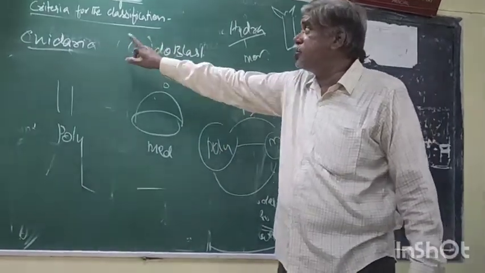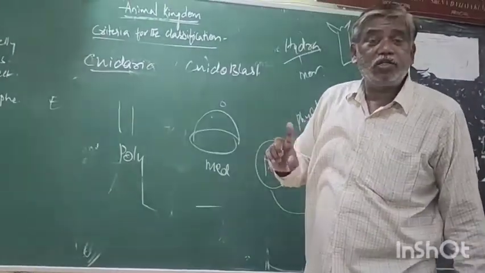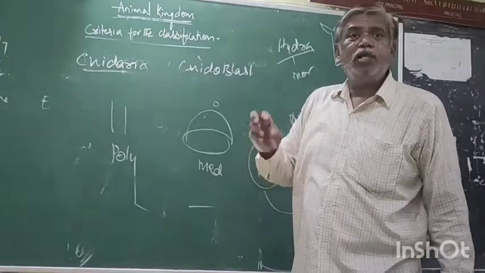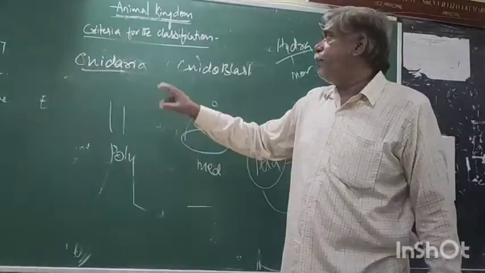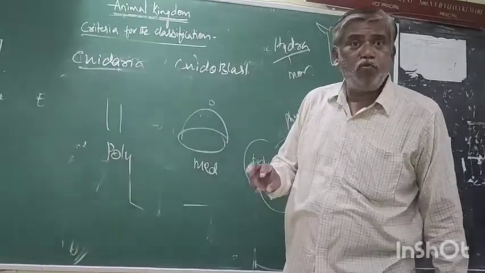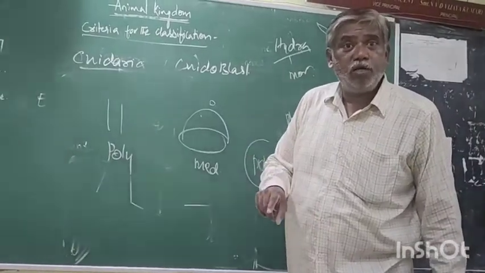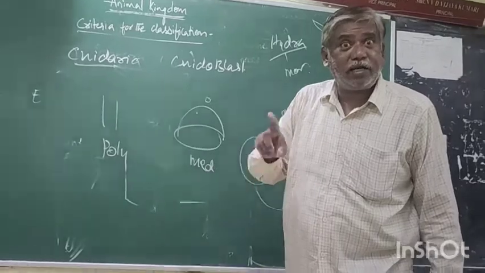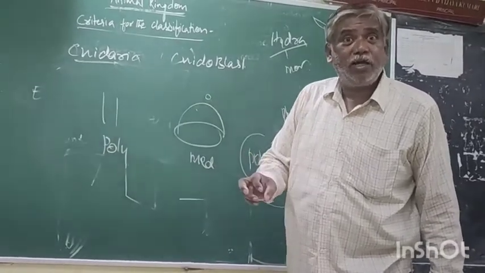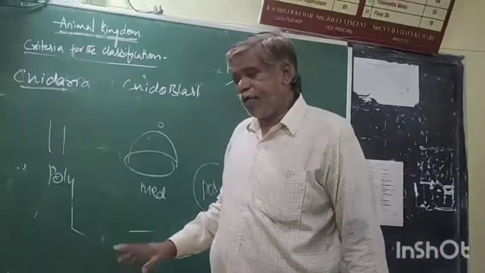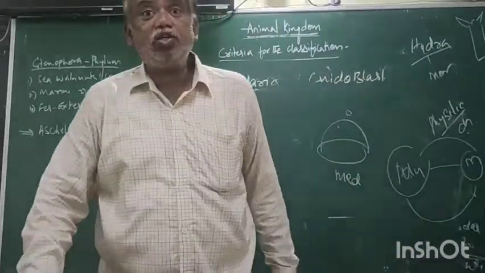But all cnidarians do not show metagenesis. What is the main important character for metagenesis? The animal which shows both asexual and sexual stages alternately. That is the character for metagenesis. Right. Now come to the digestion.